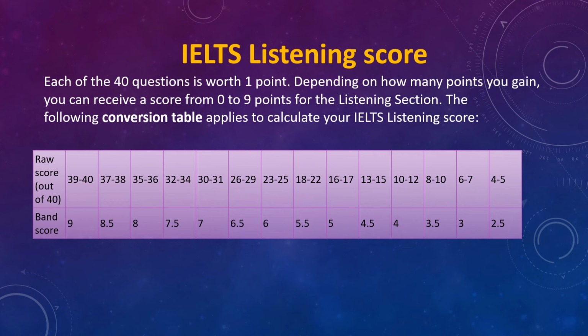37 to 38, you will get band 8.5. 35 to 36 correct answers, you will get band 8. 32 to 34 correct answers, you will get band 7.5. So like this, your band score is divided in the IELTS listening module.